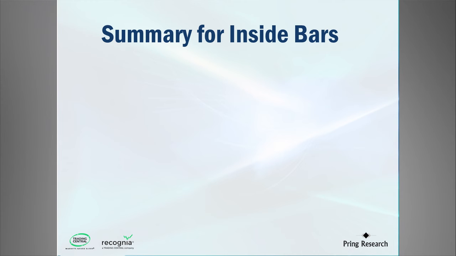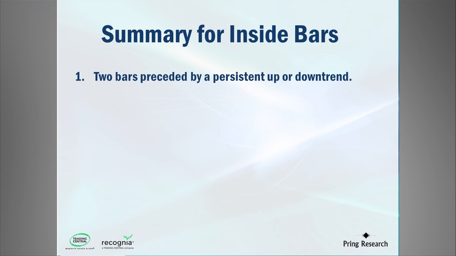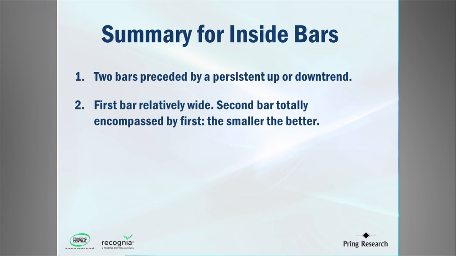Summary of inside bars. 1. Two bars preceded by a persistent up or downtrend. 2. The first bar is relatively wide. The second bar is totally encompassed by the first. The smaller, the better.